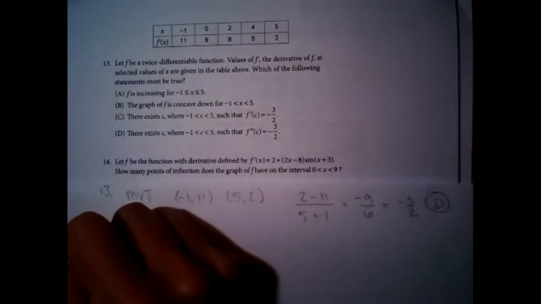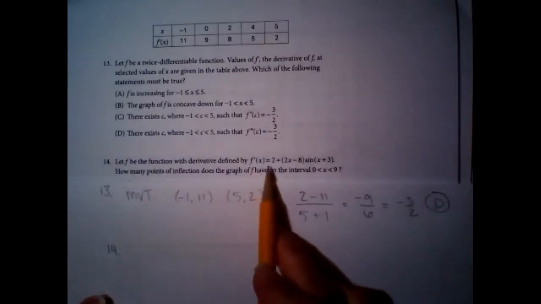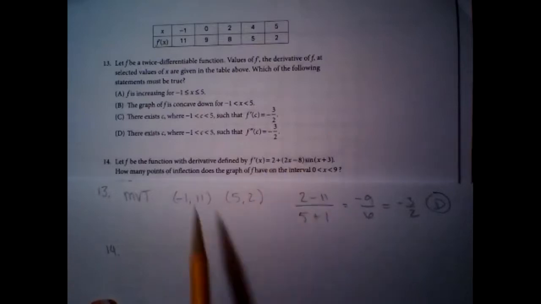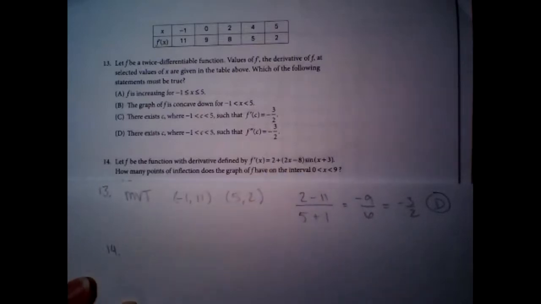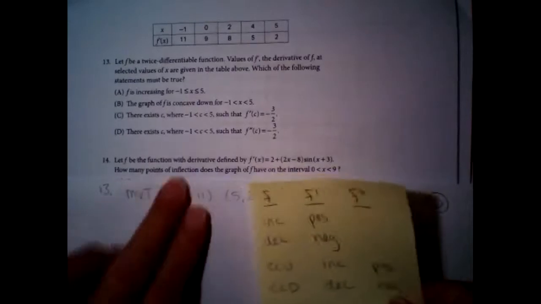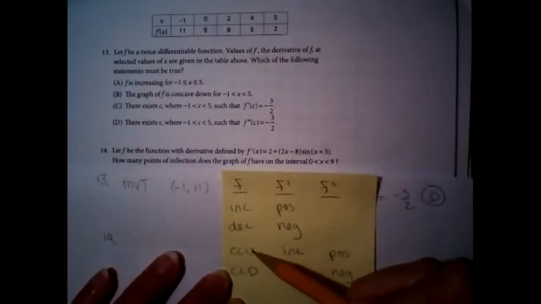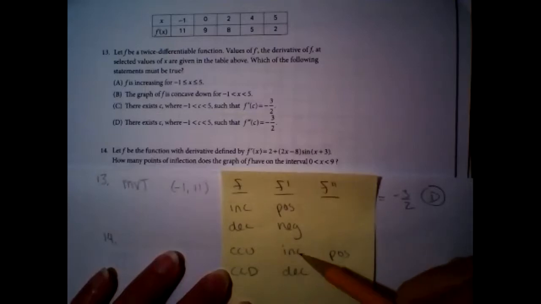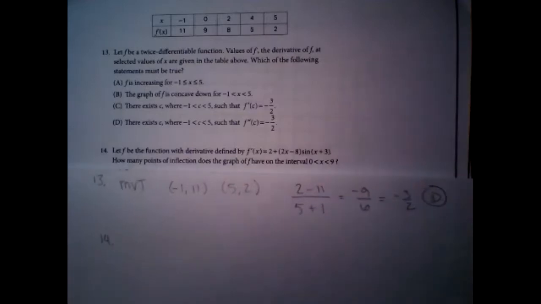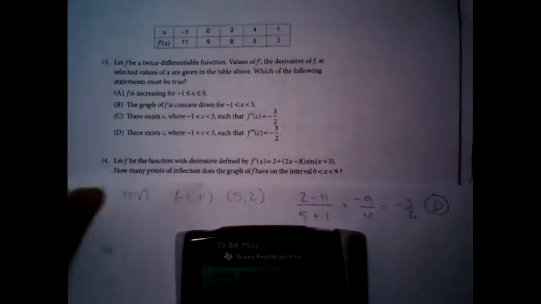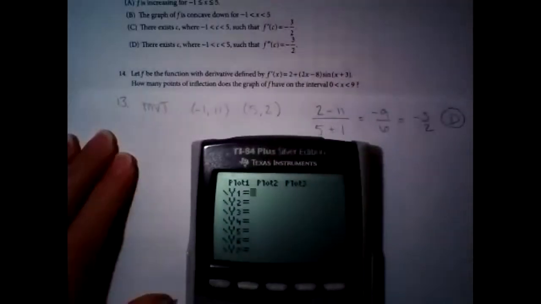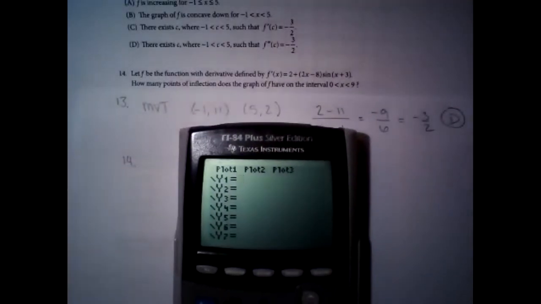All right, number 14. Let f be the function defined with a derivative of this. This is our first derivative. How many points of inflection? All right, what we're going to do is look at it. So I'm going to type it in on the calculator. A point of inflection is a change in concavity. So that's where your first derivative changes increasing to decreasing or decreasing to increasing. So we're going to type this first derivative into y equals, and we're going to see how many times it changes from going up to going down or vice versa.